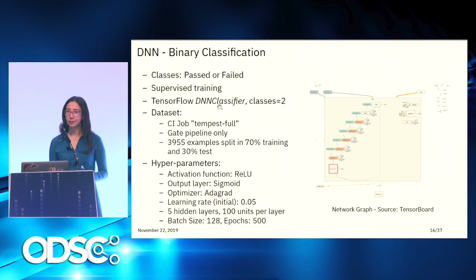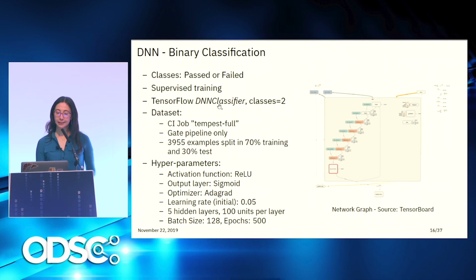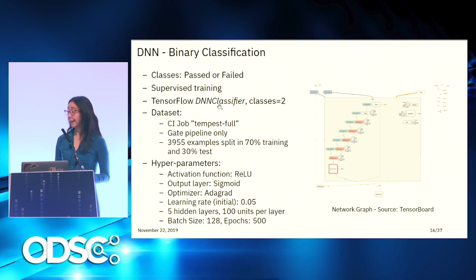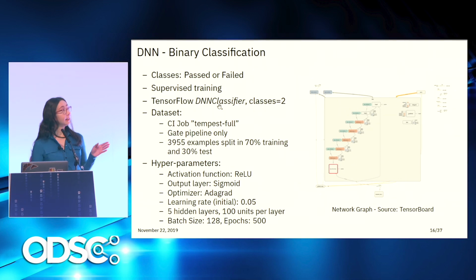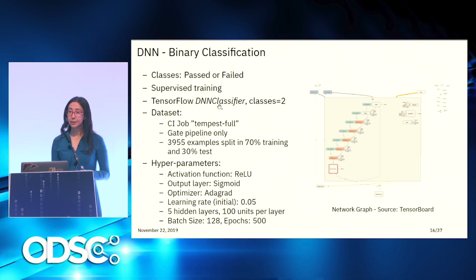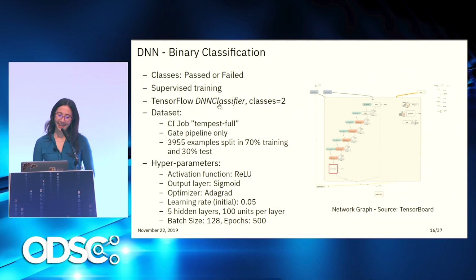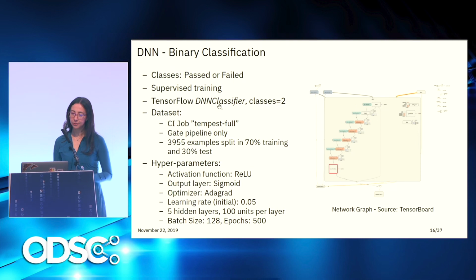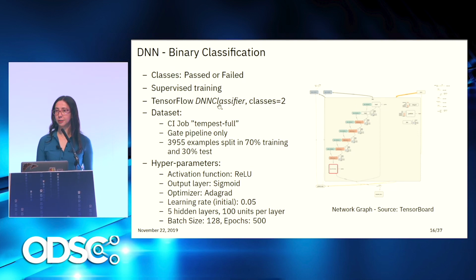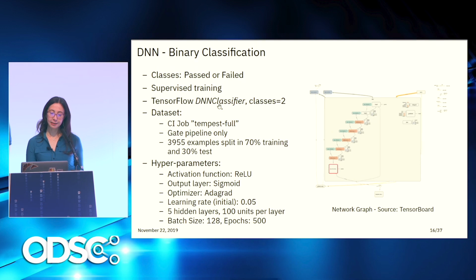For this we used a classic deep neural network, and our data set was based on one specific CI job called Tempest-full, which is one of the most common CI jobs for OpenStack integration. And this data, as Andrea was explaining, was coming from the gate pipeline only, which is less noisy. So we used as hyperparameters a ReLU activation function, a sigmoid output layer, which is quite useful for these classification problems. We went for the AdaGrad optimizer, which is self-adapting, and started with a learning rate of 0.05.